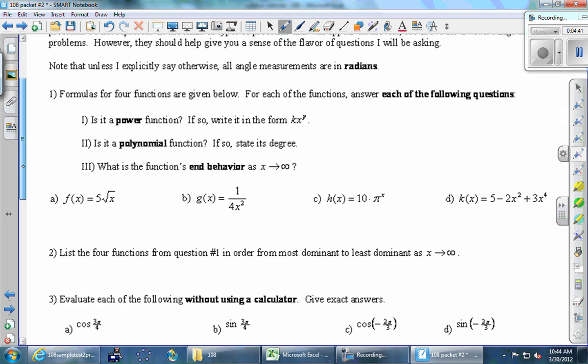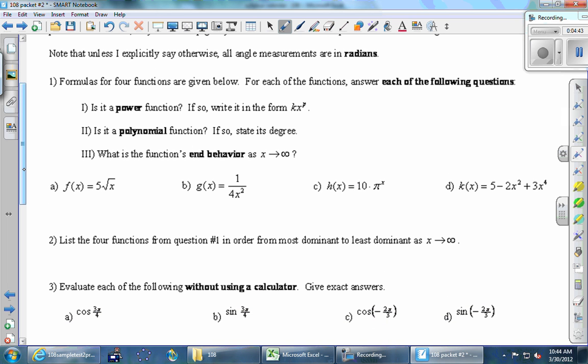And you can see, for example, even here, number 1, I'm giving you something like part B, 1 over 4x squared. Is it a power function? Is it a polynomial? What is the end behavior? Stuff that has nothing to do with trig, but that we covered after the first test. So make sure that you spend some time thinking about that. This is the oldest stuff, and it's real easy to forget that we talked about it at all.